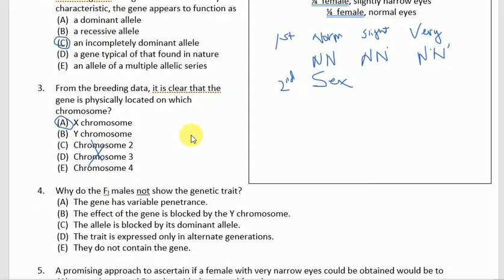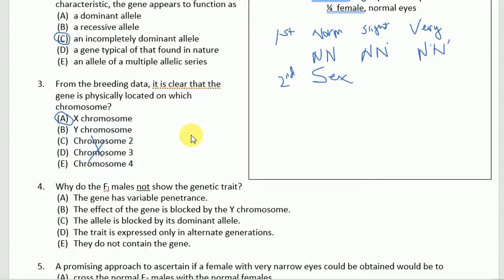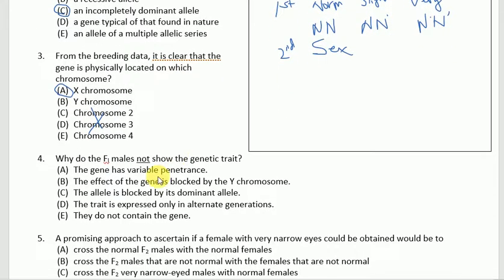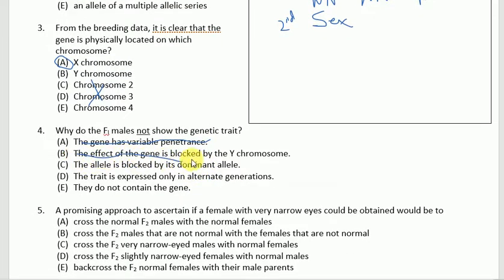4, why do the F1 males not show the genetic trait? The gene has a variable penetrance. Yeah, we didn't talk about that at all. The effect of the gene is blocked by the Y chromosome. That's not possible. The allele is blocked by its dominant allele. Well, we already know it's incomplete dominance, so that's not it. The trait is expressed only in alternate generations. Well, we see it in all. So the answer would be E.